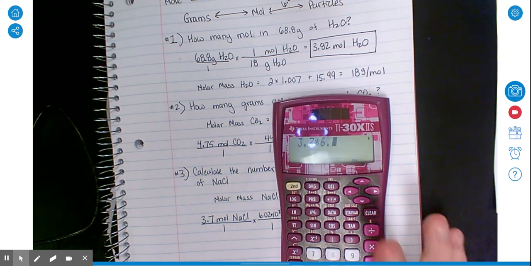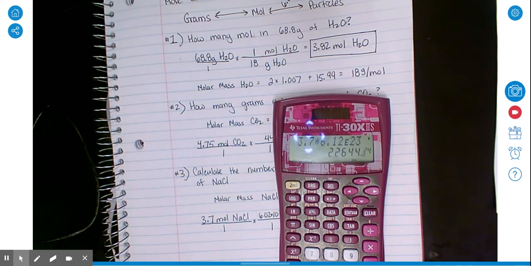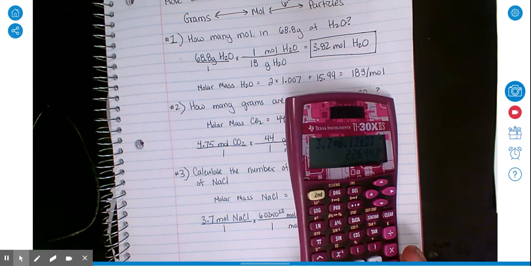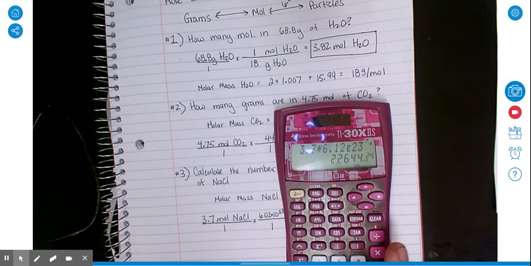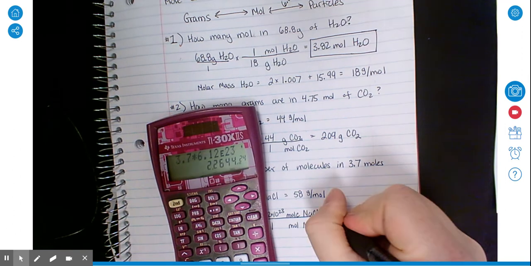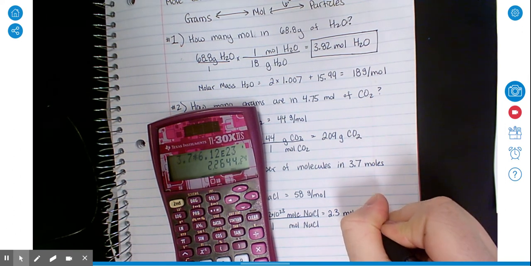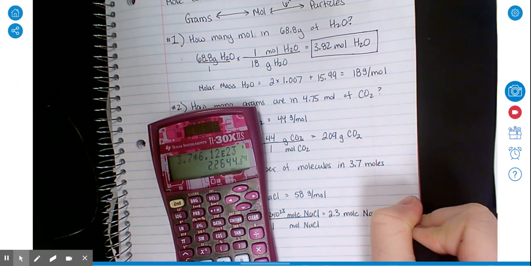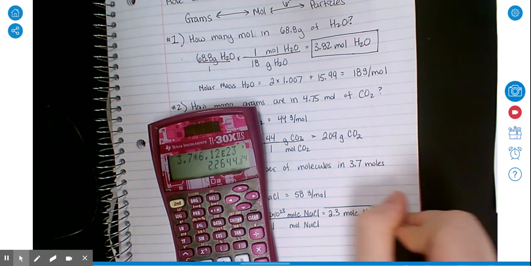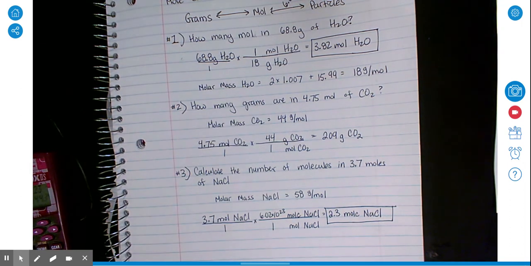3.7 times 6.02 times 10 to the 23rd. And I end up with 2.26, rounding it to 2 sig figs, so 2.3 times 10 to the 24th molecules of sodium chloride, or NaCl.